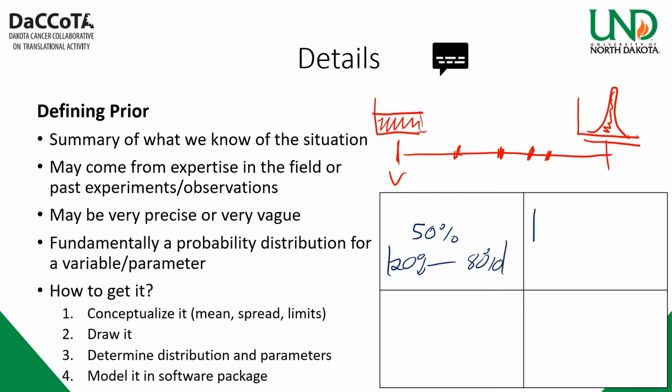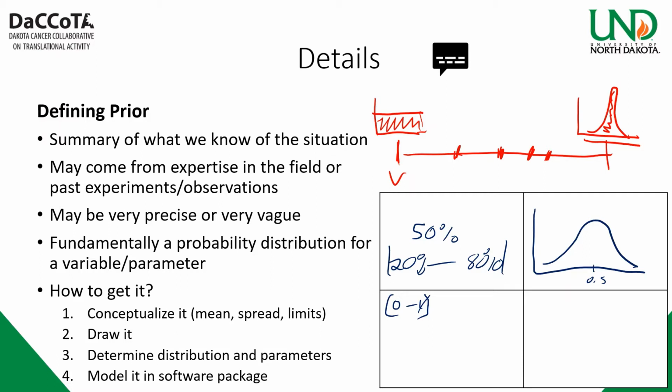Draw it. So maybe what it would look like if we think it's around 50%, 0.5. And we think it might be pretty symmetrical, so maybe it'll be something like this, where it's most likely at 50% and it'll taper off in some way. And then maybe we want to determine distribution and parameters. So distribution-wise, this might be good for a beta distribution because those go from 0 to 1, but not really including 0 or 1, so this might be great for us.